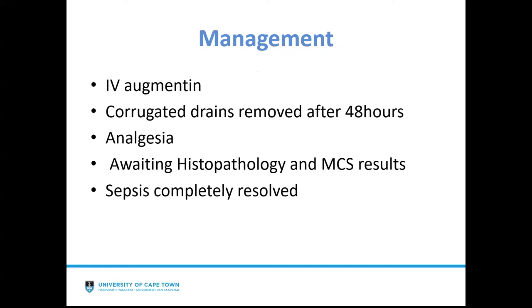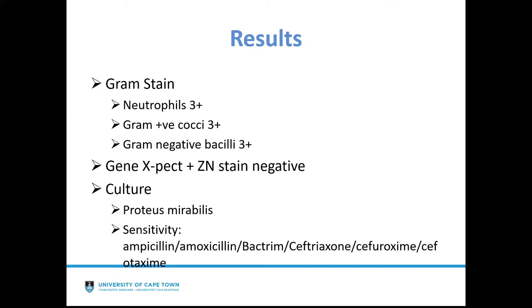On gram stain, the results showed numerous neutrophils with numerous gram positive cocci and gram negative bacilli. The GeneXpert was negative, and Ziehl-Neelsen stain was negative for TB. And he cultured Proteus mirabilis, which was sensitive to most agents that we commonly use, that is, ampicillin, amoxicillin, Bactrim, ceftriaxone, etc.